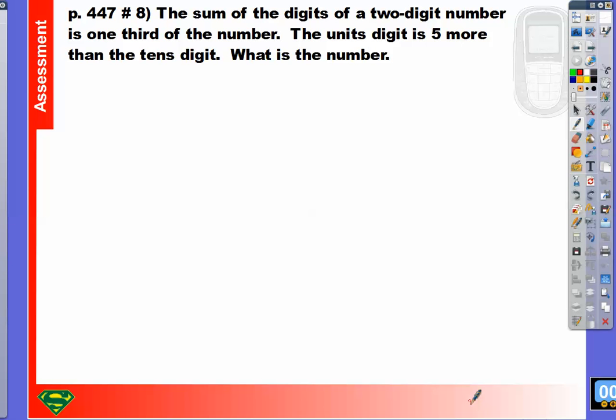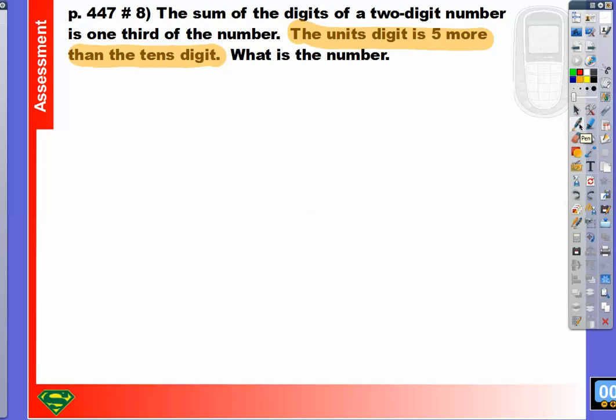So we have the sum of a two-digit number is 1/3 of the number. The units digit is 5 more than the tens digit. So we need to translate this to mathematical notation. Personally, I think the second sentence is easier to translate, so let's do the easier one first. So how do I translate the units digit is 5 more than the tens digit? How does that get written in mathematical notation?